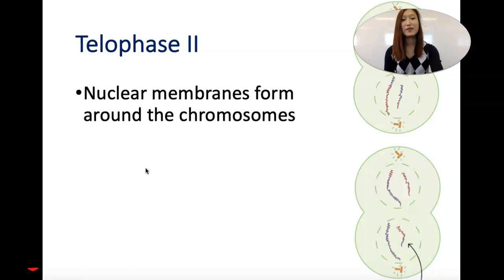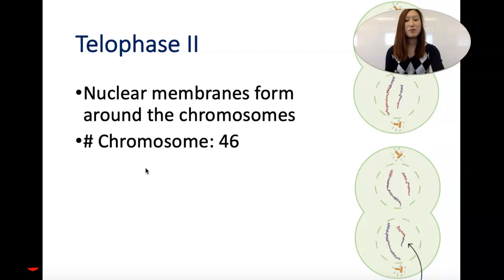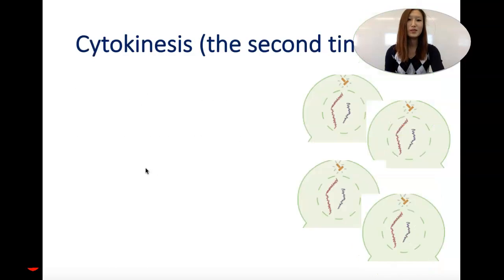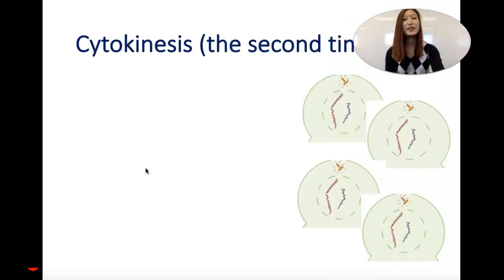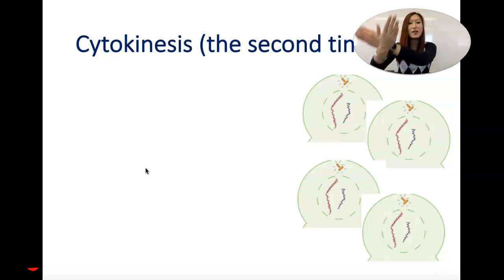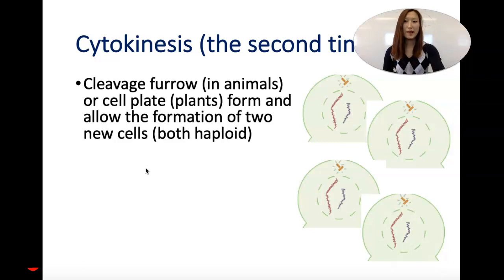On to telophase. In telophase, you just keep pulling the chromosomes apart. You reform the nuclear membranes around the chromosomes. Number of chromosomes still 46, number of DNA still 46. The only time we changed anything was in Anaphase 2. Cytokinesis the second time, you're cutting up the DNA number. You're cutting up the chromosome number, okay?